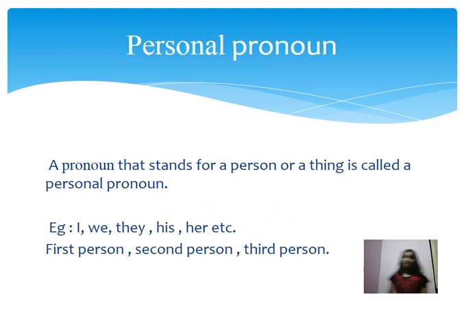Then, personal pronoun. A pronoun that stands for a person or a thing is called a personal pronoun. For example, I, we, they, his, her, etc. are personal pronouns. There are 3 persons. How many persons? 3 persons. First person, second person and third person.